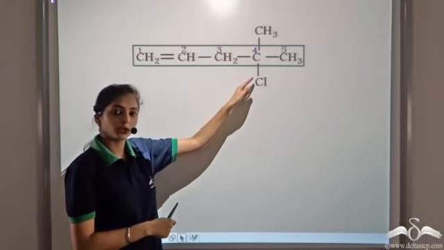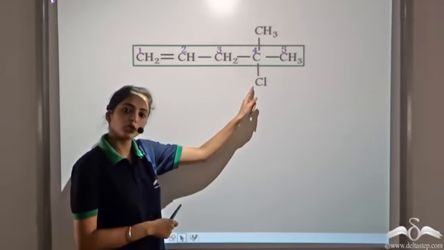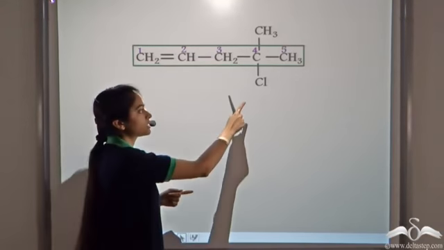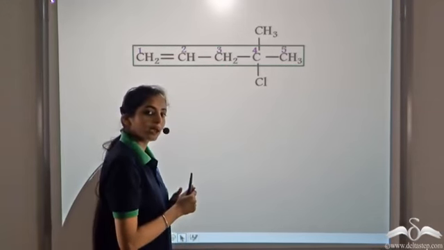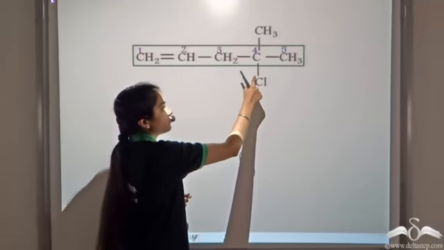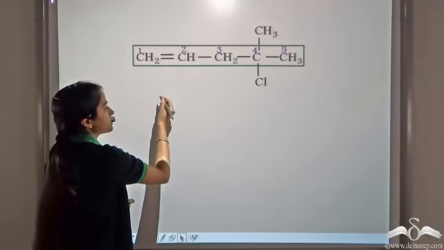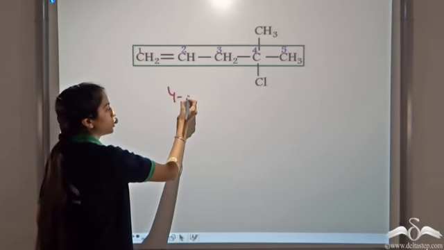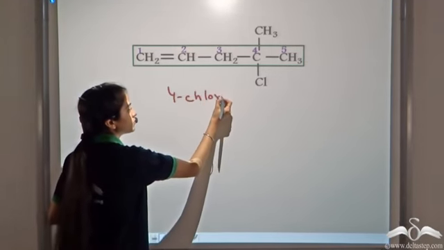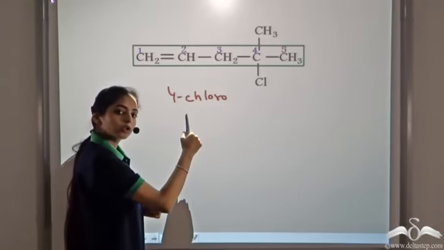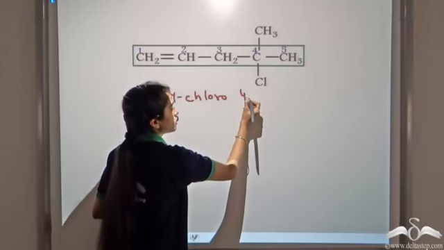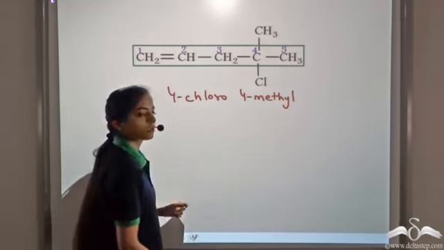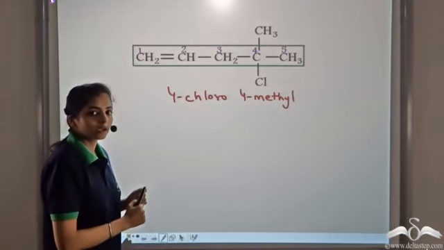Now we see two substituents, methyl group and chloro group. So we always arrange the substituents alphabetically. So C of chloro comes before M of methyl. So while giving the prefix, we first place chloro, which is present at position 4. So we get 4-chloro. And then there's a methyl group present at position 4. So it becomes 4-methyl. So this is the prefix of this organic compound.